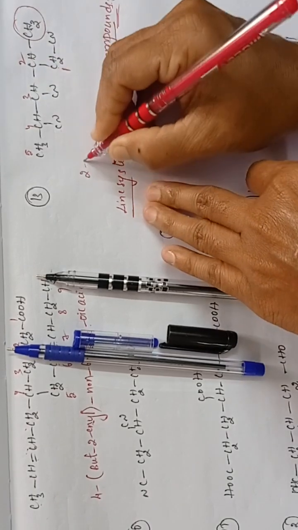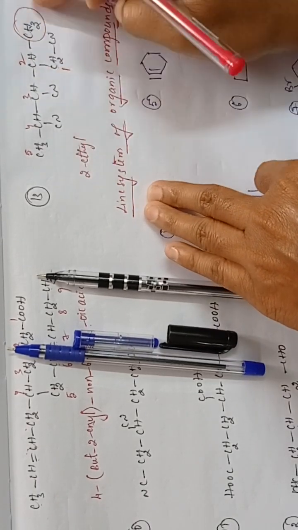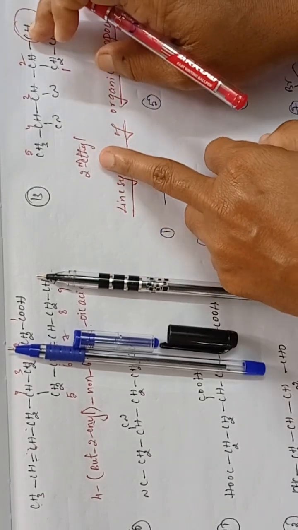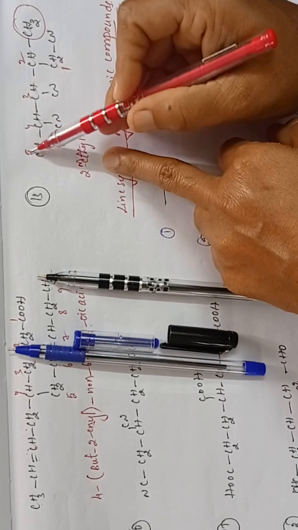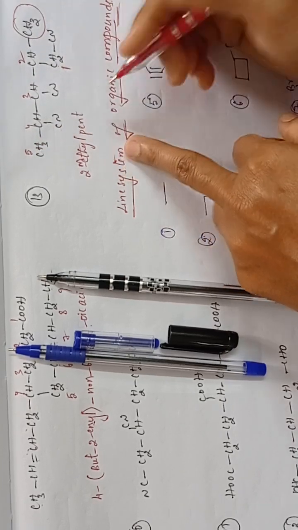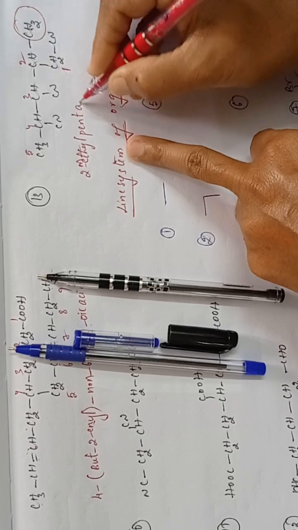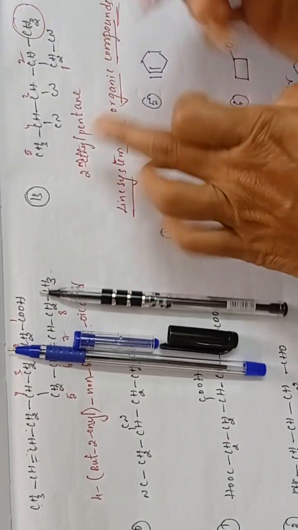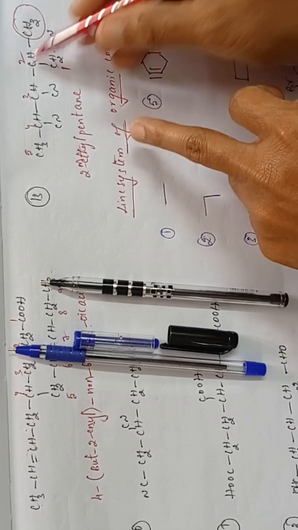So first you have to write the substituent name. 2-methyl. 1 carbon is there, methyl. Next one, total 5 carbon atoms are there. 5 carbon atoms means pent root word. And here all are single bonds only. So that's why the primary suffix is ane. Understanding? Pentane.